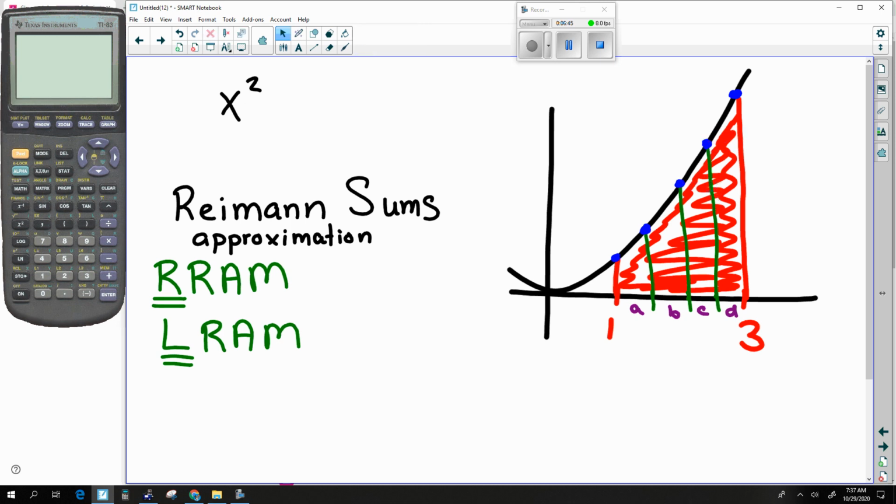All right, there are two more. The next one is a MRAM, and that is a midpoint. So what you do is, for instance in A, you go to the middle between where A begins and where it ends, and find the height where it hits the graph at the middle.